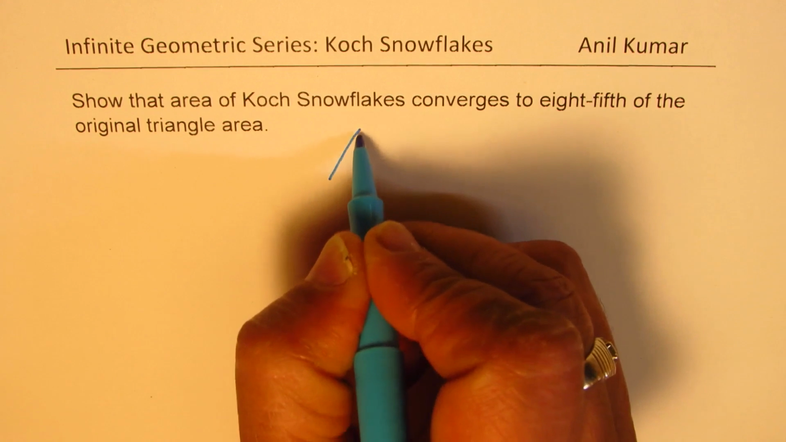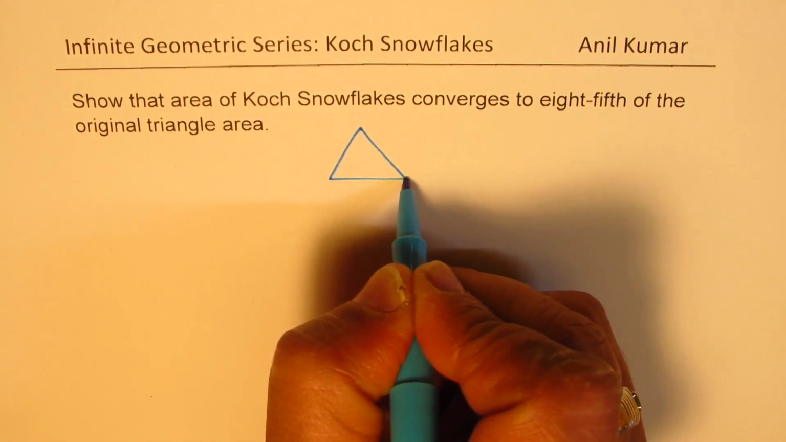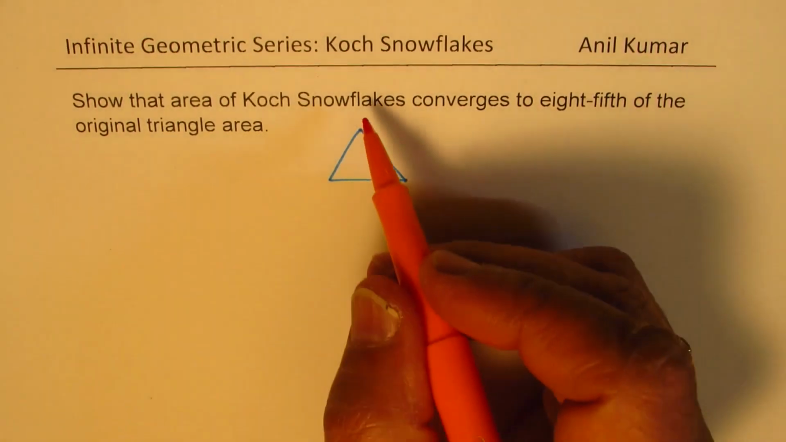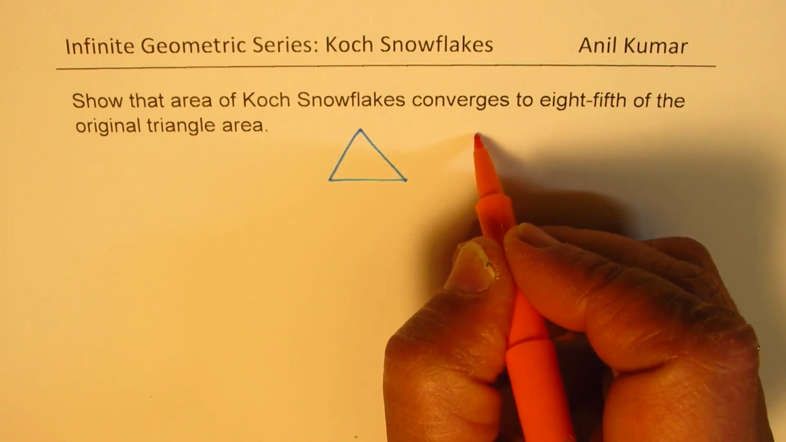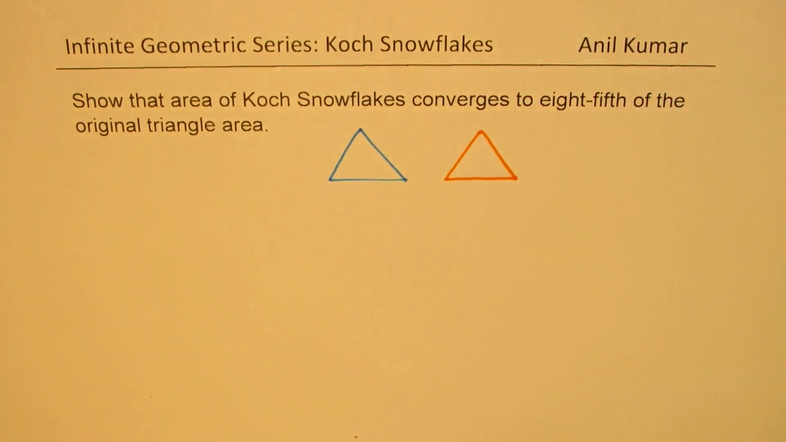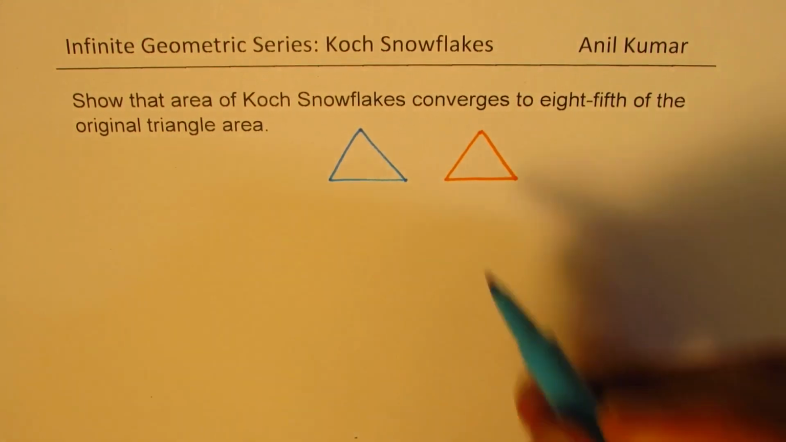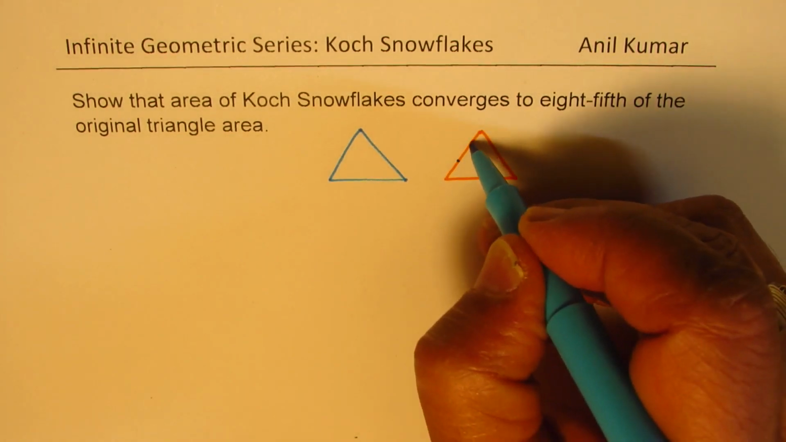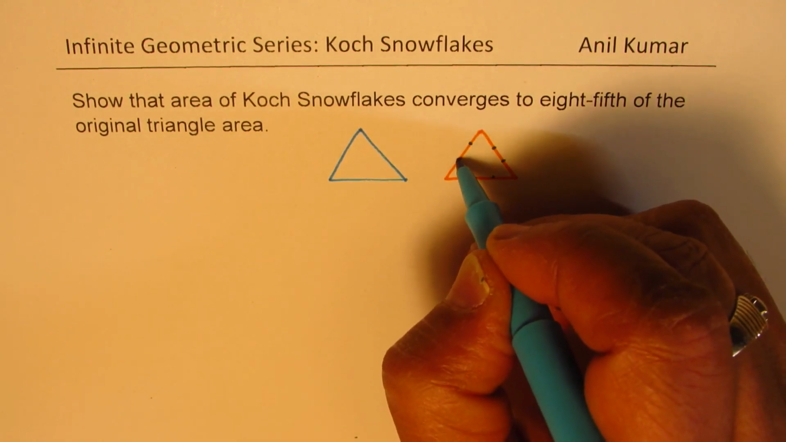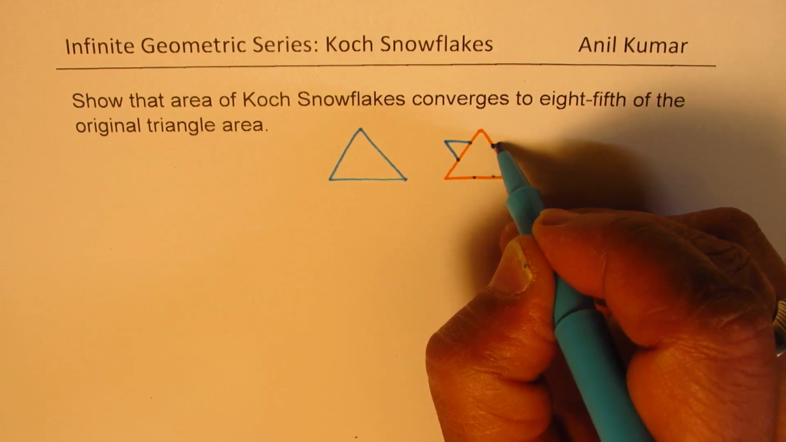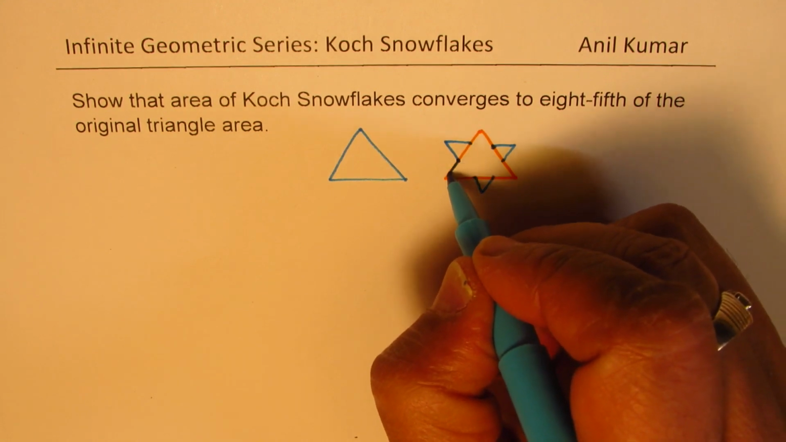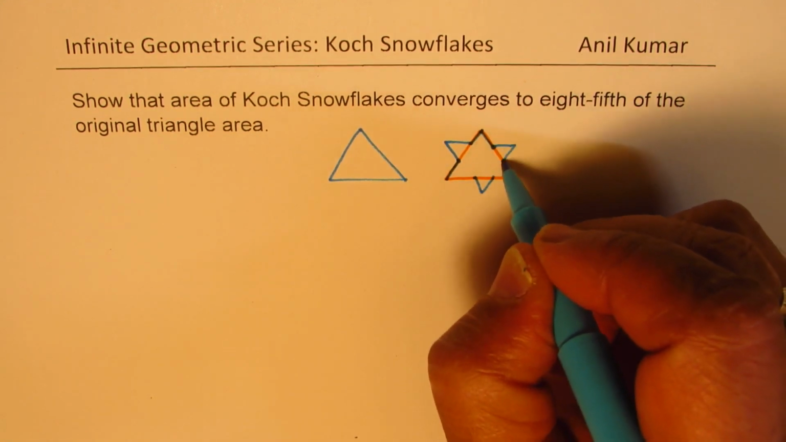So we begin with an equilateral triangle, right? Let's say this is our equilateral triangle, and then each side is divided into 3 equal parts. Let me sketch the next stage for you, and then we'll talk further. To make this series, each side is divided into 3 equal parts. Once you divide that, we make a triangle at each end. These are also equilateral triangles. And so we have a structure which is kind of like this.